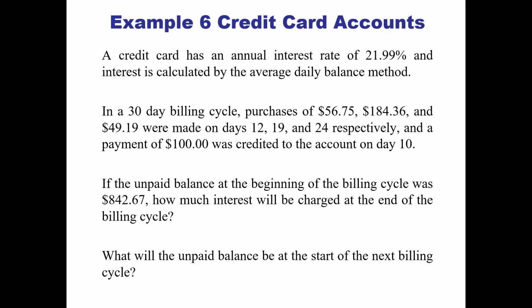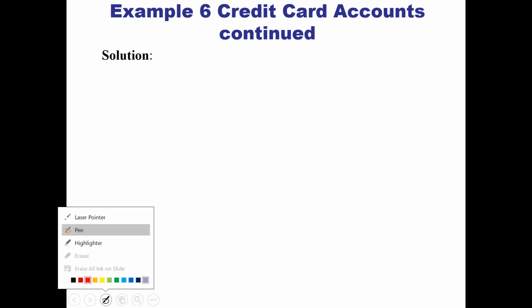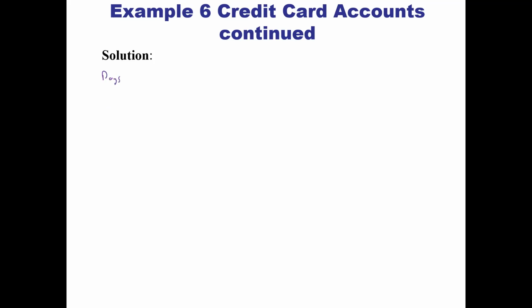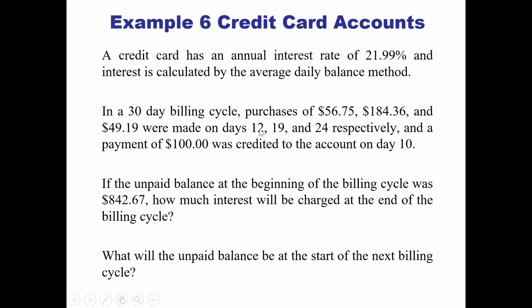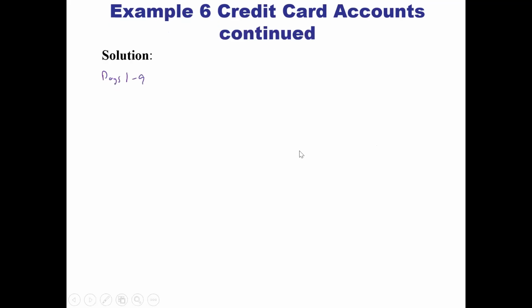All right, so we've got a lot of different calculations to do. Hopefully I left myself enough room. First we have to calculate the unpaid balance on each day of the billing cycle. We think about this on days 1 through 9, because on day 10, something changes. So what was the balance for days 1 through 9? Well, that was $842.67. No matter which day it was, that was the balance. There was nothing added or subtracted there.